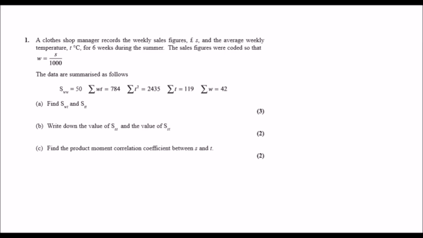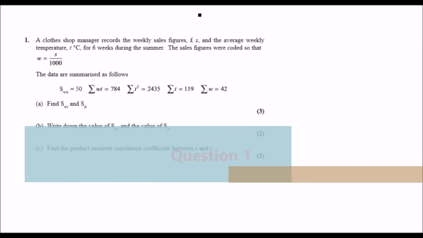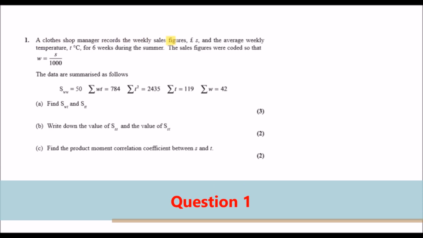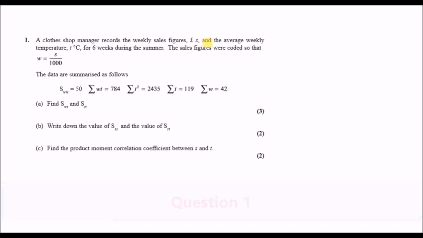And here we go, guys, the very first question of the S1 June 2017 paper. So what do we have here? It states that a clothes shop manager records the weekly sales figures, £S, and the average weekly temperature, T degrees Celsius, for 6 weeks during the summer. The sales figures were coded such that W equals S over 1,000. So what this means is that for 1 unit of W, we should get 1,000 units of S.